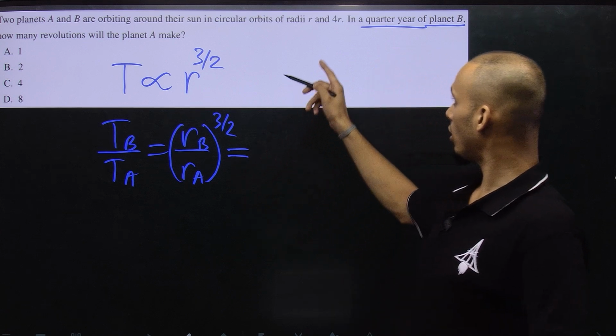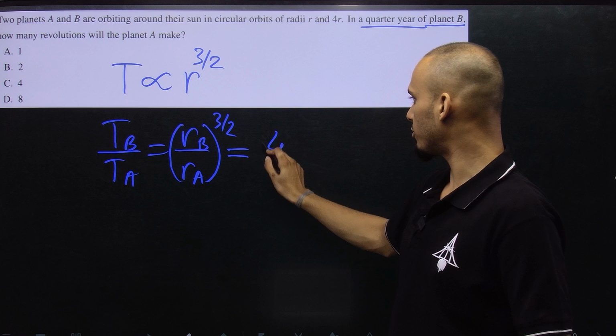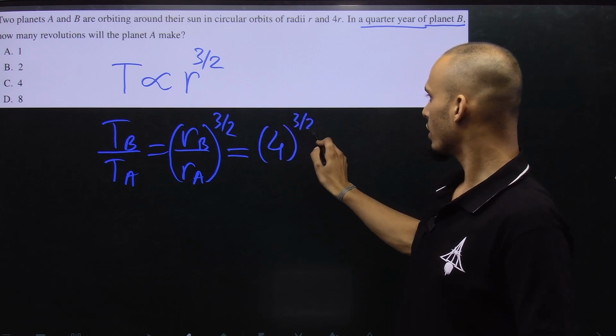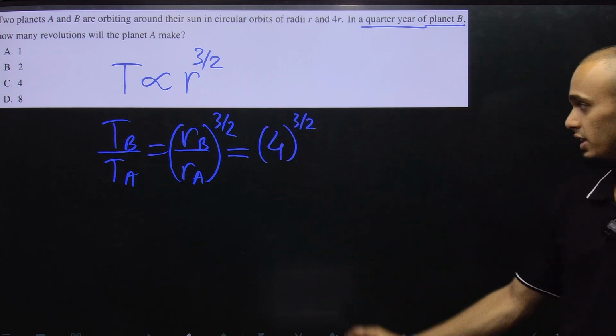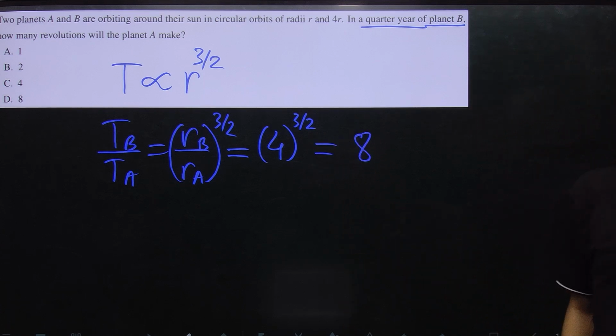And we know the radius of B is 4 times the radius of A. So this ratio will be 4 raised to 3 by 2. 4 square root is 2, 2 raised to 3 is 8. So the ratio of their time periods is 8.